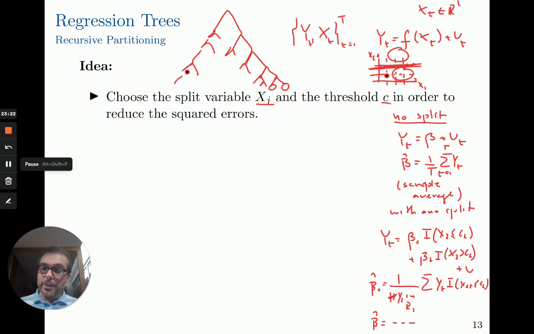After you have the fully grown tree, we start pruning, because the fully grown tree will overfit. So after we grow the tree, we are going to remove redundant splits. That's what I'm going to explain in the next few slides. Hope it's clear.